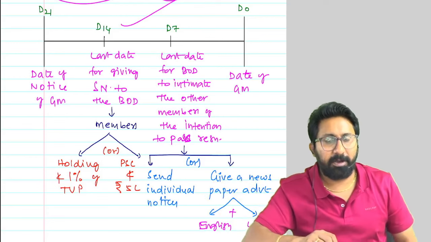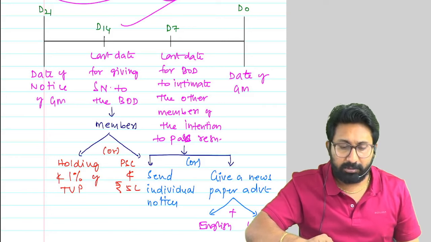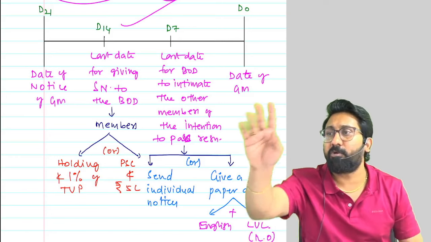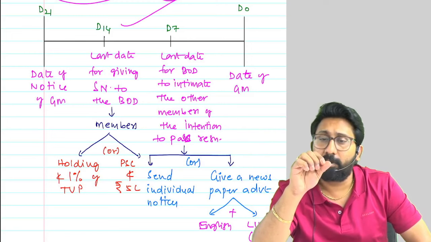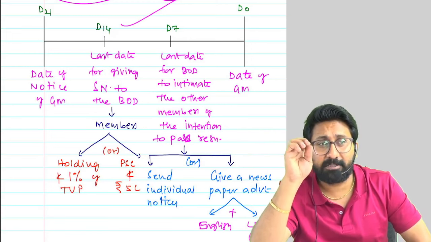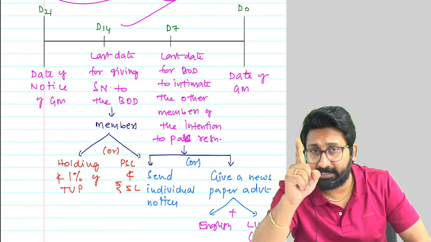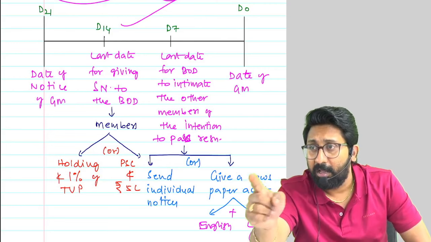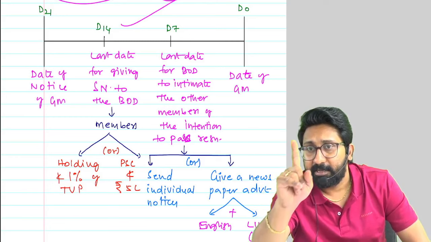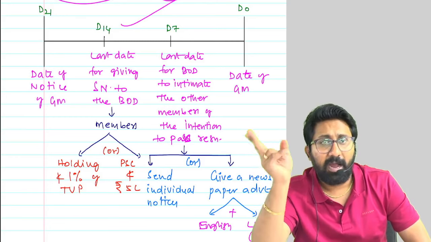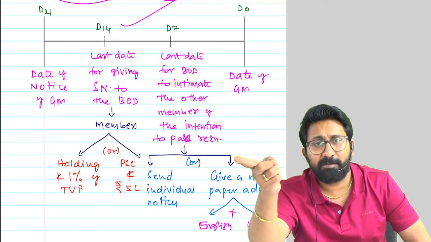Okay. First point, one by one, tell me. Special notice will be given how many days before the meeting? 14 days. Who can give a special notice? Members holding not less than 1% of the total voting power or not less than 5 lakh in the paid share capital. They can give which notice? Special notice. Number two, you will submit it within how many days before the meeting?